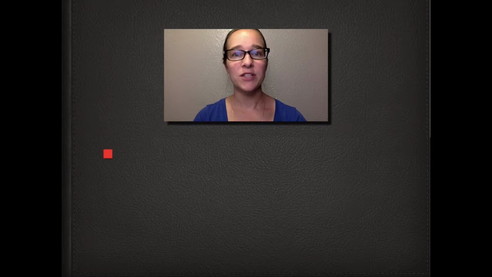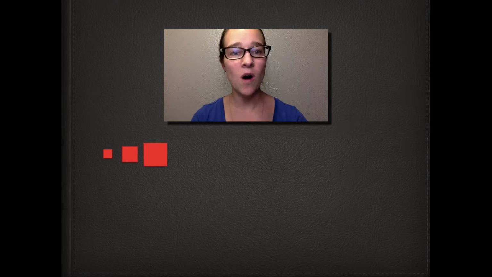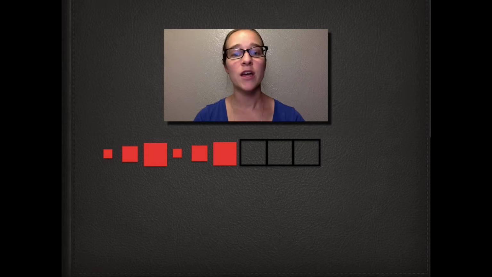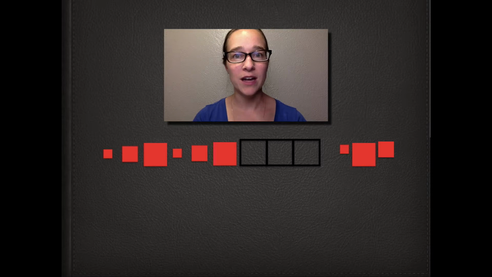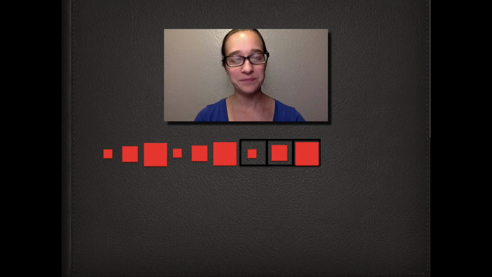And how about this one? This one's kind of a tricky one because they're all squares and they're all red, but if we look at their sizes, we can see that their sizes are what is making the pattern. So here we have a small square, a medium square, and a large square. Small, medium, large, small, medium, large. And how are we going to complete our pattern? Well, let's go back to the beginning and look again. We have small, medium, large. So the next should be small, then medium, then large.